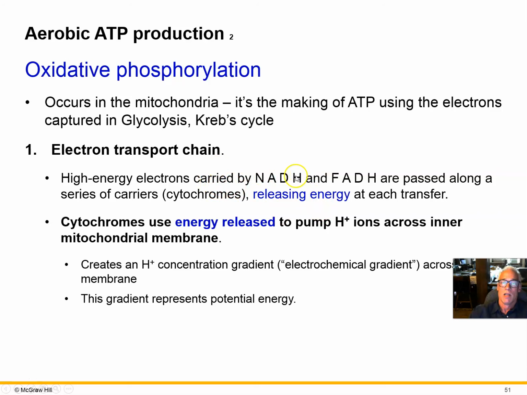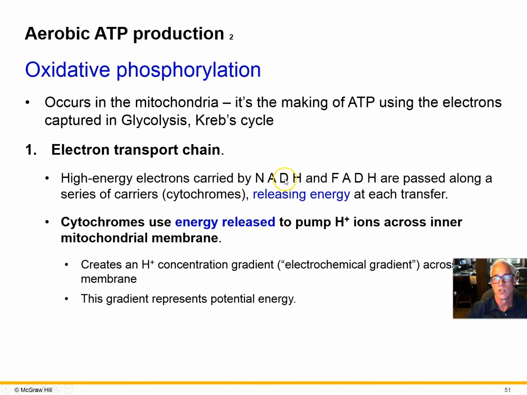So the high energy electrons are taken from NADH and FADH and passed over to some proteins, some cytochromes, as they're called, in the inner membrane of the mitochondria. The mitochondria is like a double-walled thing. It's got an outer phospholipid bilayer, like most organelles do, but then it's got another inner one. So it's double layers. And all these carriers of electrons are in the inner mitochondrial layer. And the electrons are going to be handed from cytochrome to cytochrome in a chain reaction.